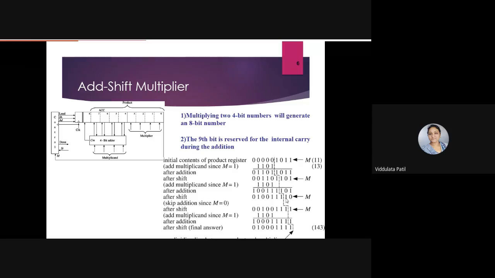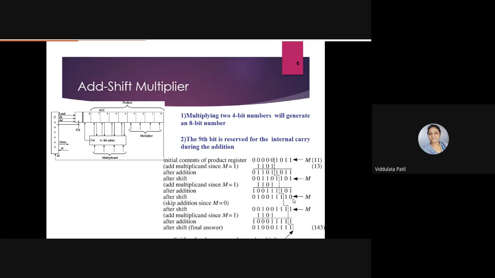Now again right shift this number by 1 bit. So after shifting you will get a number that is 0 1 0 0 1 1 1 1 0. Okay, so this is the result after shifting. Now here what you are getting, you are getting 0 as the least significant bit. That means whatever m that we are calling, that is equal to 0.